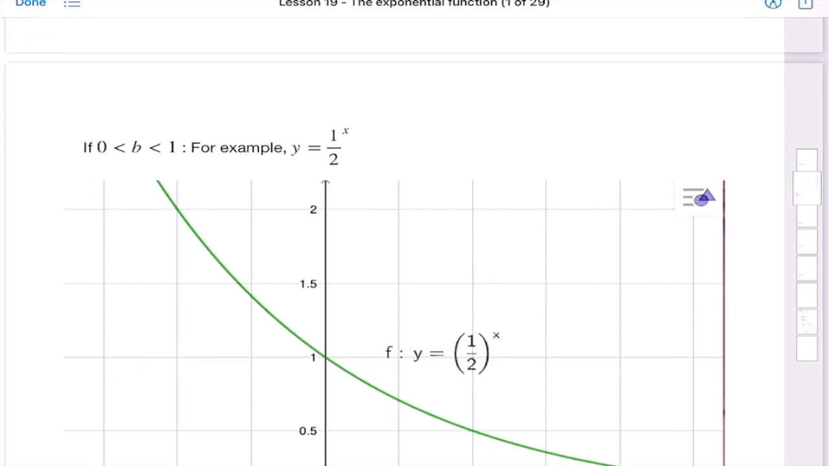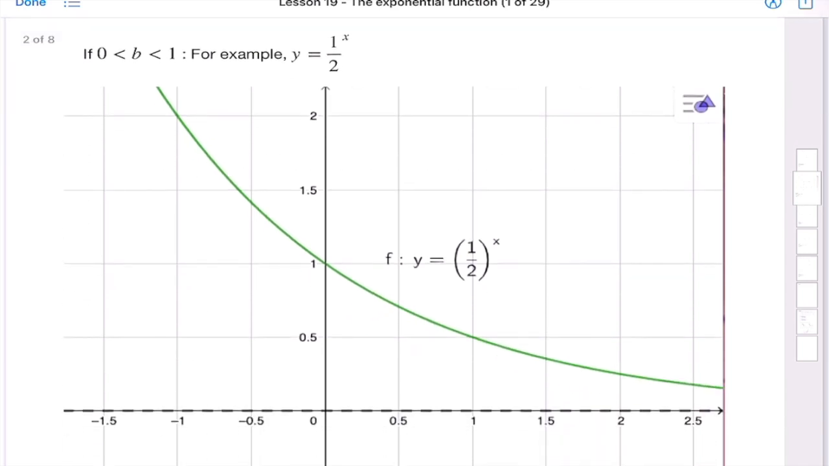Let's look at the graph when b is a fraction between 0 and 1. Just take note of the shape. We are using, as an example, y is equal to half to the power of x. The shape of the graph looks like this, and we call this exponential decay.